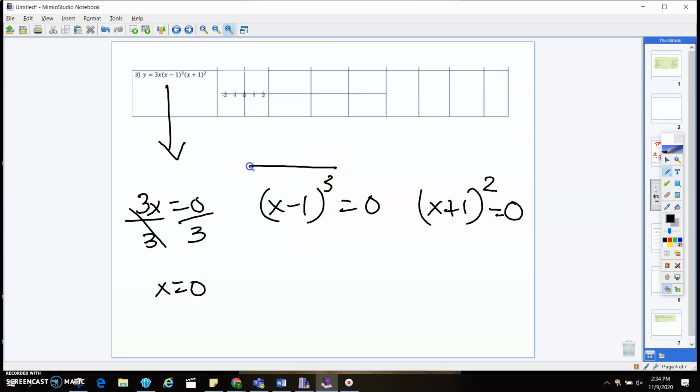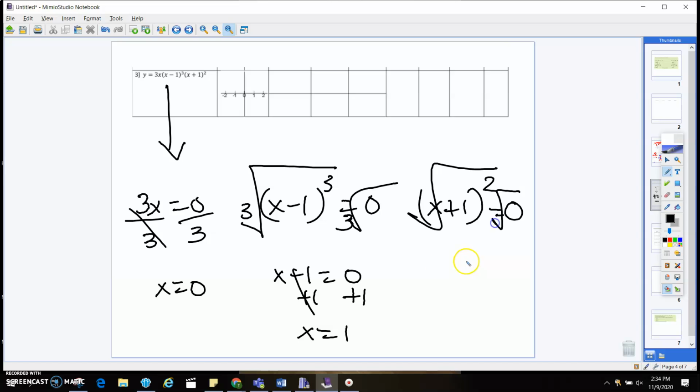And then over here, remember, in order to get rid of that cubic, we're going to take the cube root. So that's going to give us x minus 1 equals 0. Add 1 to both sides. x equals 1. And then over here, take the square root of both sides. So x plus 1 equals 0. And minus 1 on both sides. So x equals negative 1.